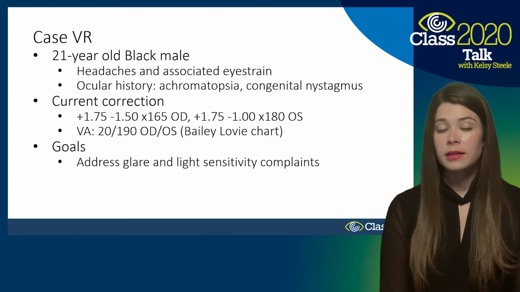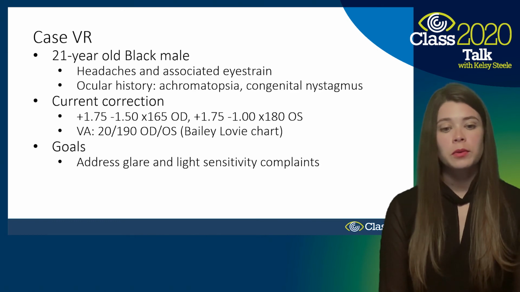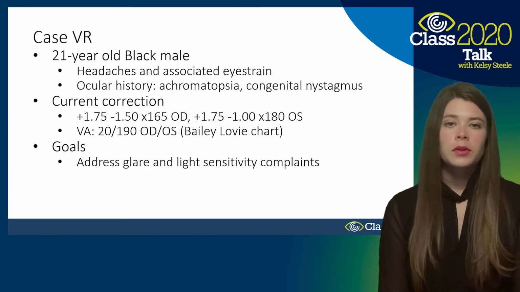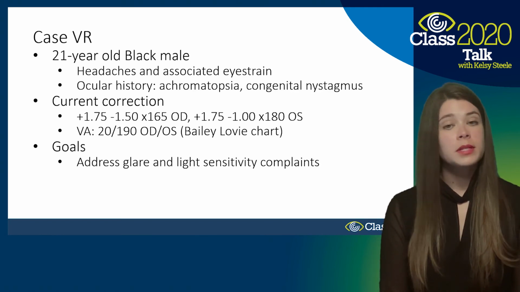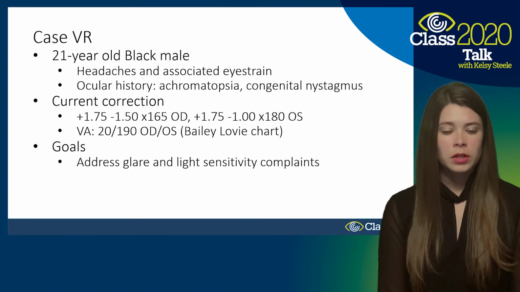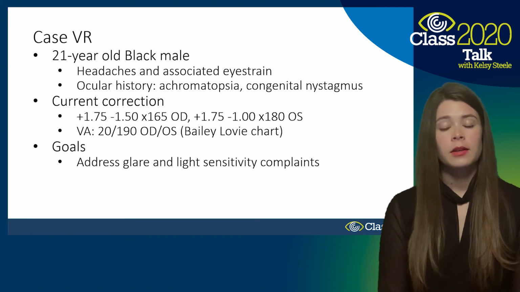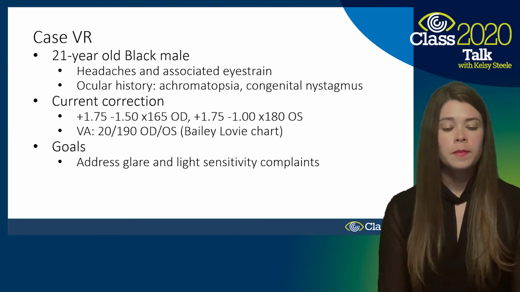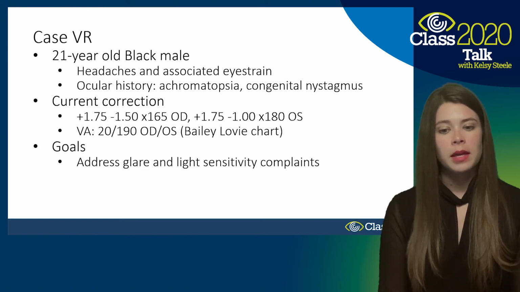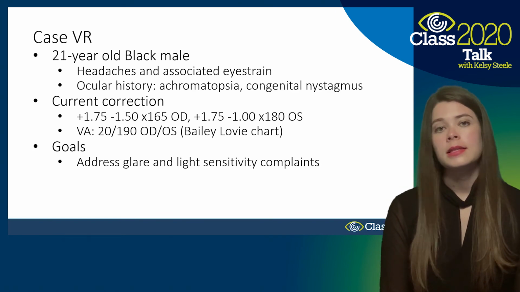So speaking of that, this patient VR is a 21-year-old Black male who presented to the clinic complaining of headaches and some associated eye strain. Ocular history was pertinent for achromatopsia, and he also had congenital nystagmus. His current correction, just a pair of glasses, a little bit of hyperopia and astigmatism. His best corrected acuity was 20/190 on a Bailey-Lovie chart with appropriate illumination.